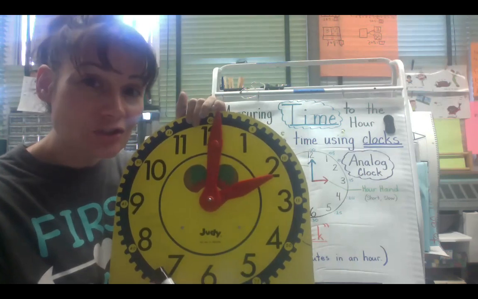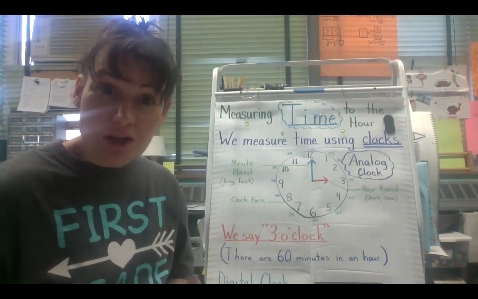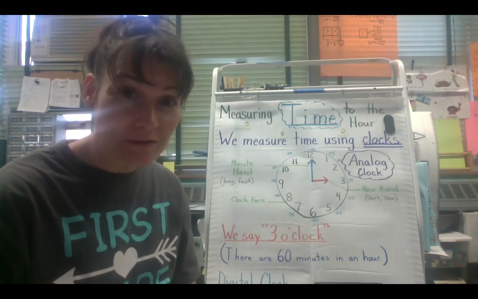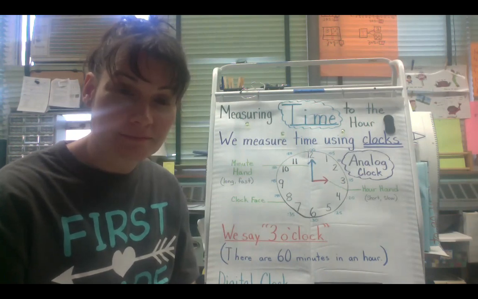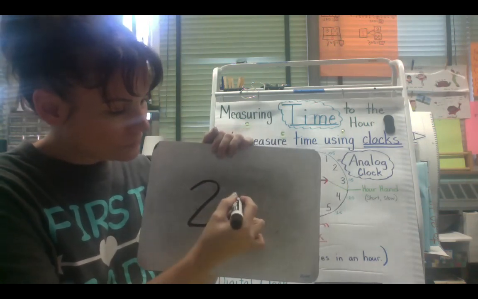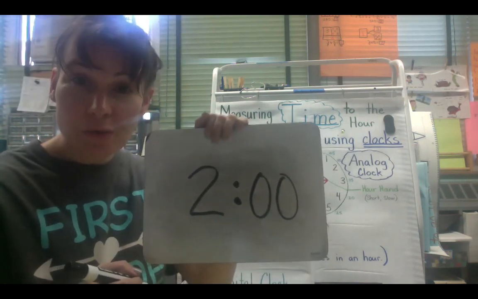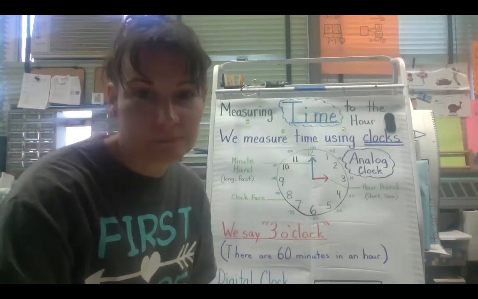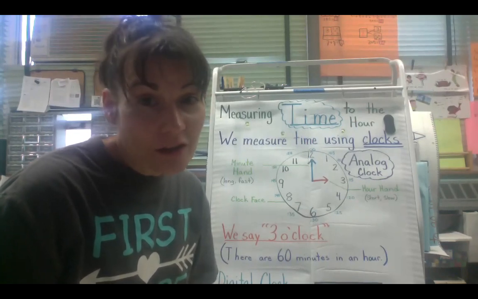How about on a digital clock? What does 2 o'clock look like on your digital clock? Use your piece of paper or your whiteboard. Great job. I would have 2 o'clock. Wonderful, guys. Y'all are doing great with your time. Are you ready for some more practice? Get your analog clocks ready.